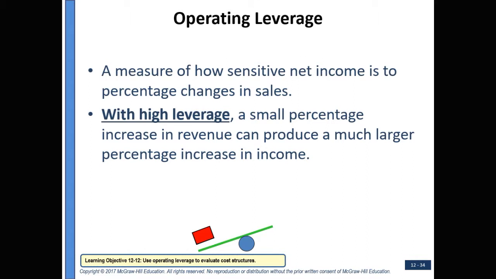So let's look at this just a little bit more. Operating leverage is a measure of how sensitive net income is to a percentage change in sales. With high leverage, a small percent increase in revenue can produce a much larger percentage increase in income.